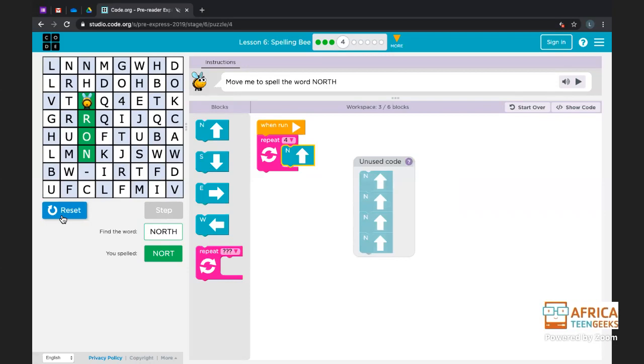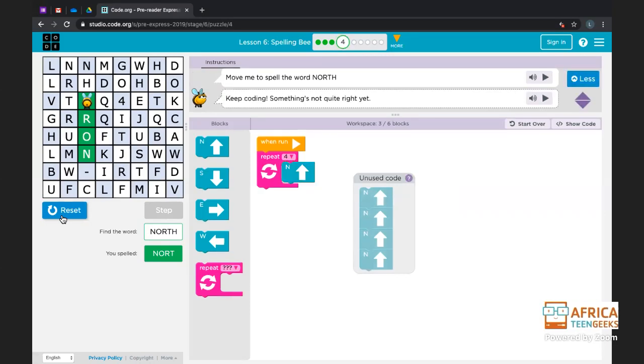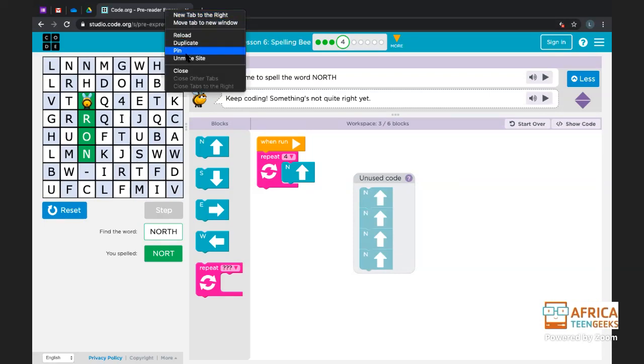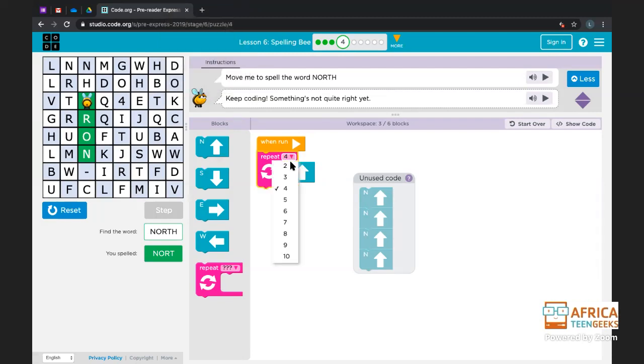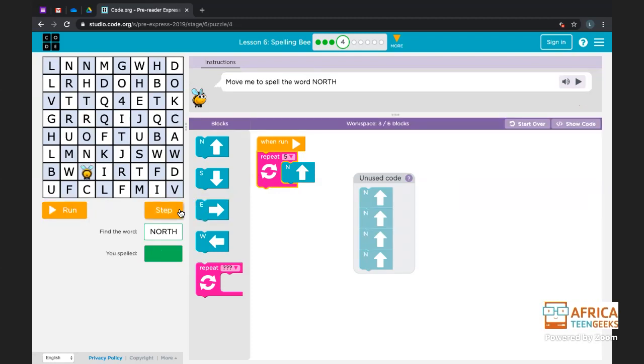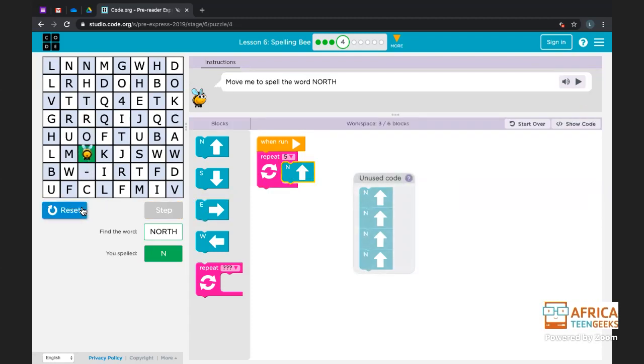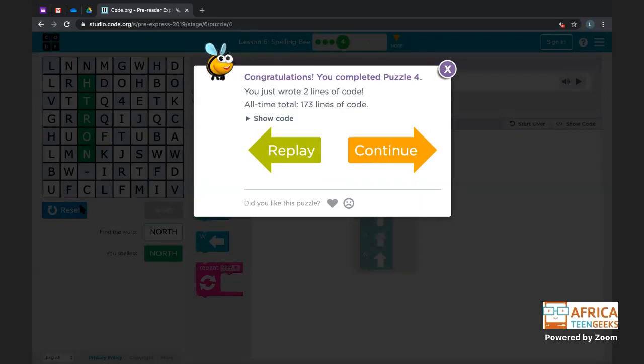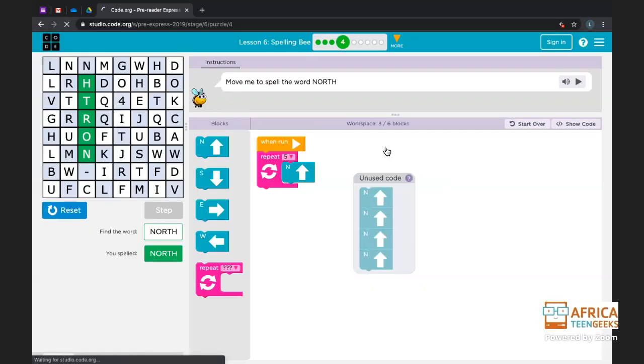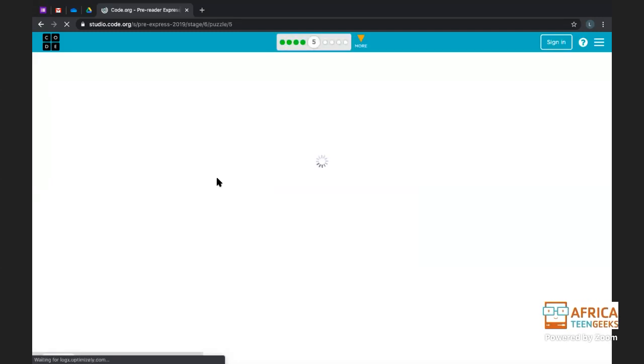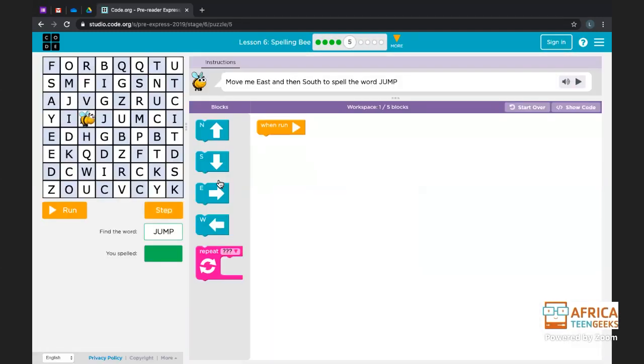Oh no! What do you think we did? We have to put in 5. Okay, let's see. Reset and let's run it. There we go. Now we have entered the correct amount of times that the little b needs to go north so that he can get the full word. It is very important to remember to count the words so that we know how many steps he must take.